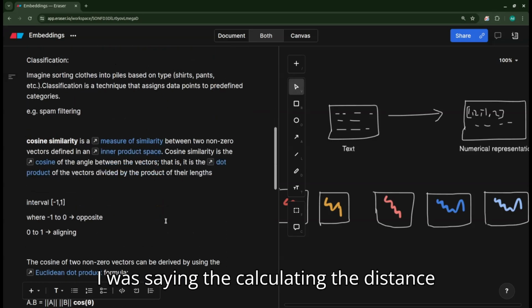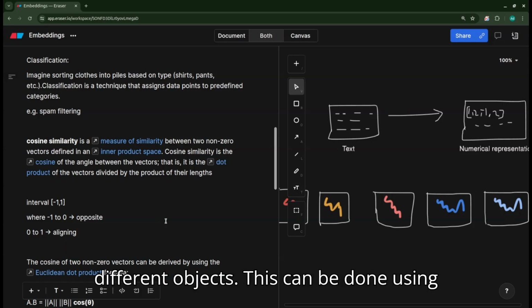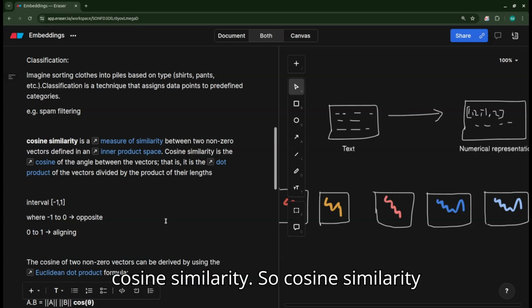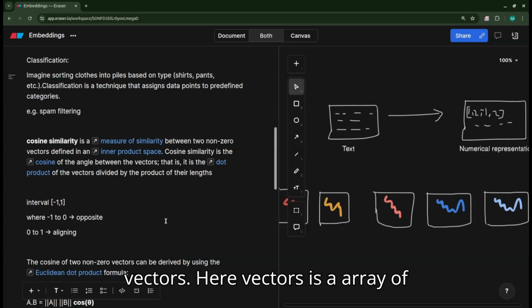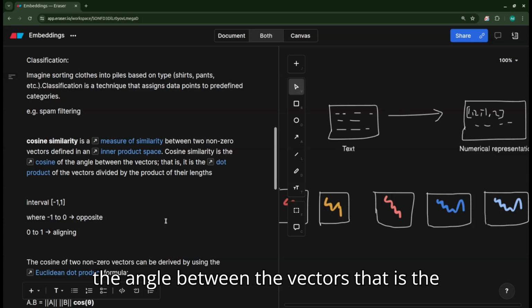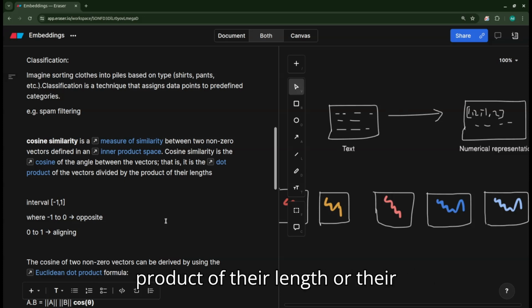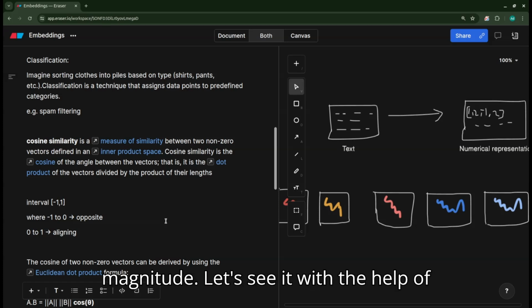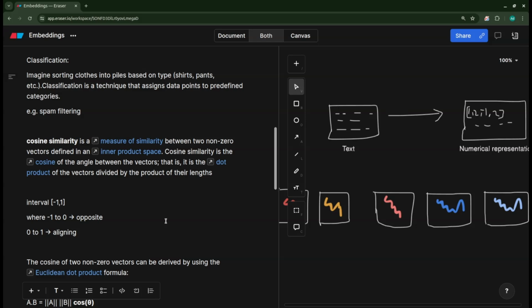I was saying that calculating the distance between two numerical representations, or two embeddings of different objects, can be done using cosine similarity. Cosine similarity is a measure of similarity between two non-zero vectors. Here a vector is an array of numbers, which is the embedding. Cosine similarity is the cosine of the angle between the vectors, that is, the dot product of the vectors divided by the product of their lengths or magnitudes. Let's see it with the help of an example, it will be much easier to understand.